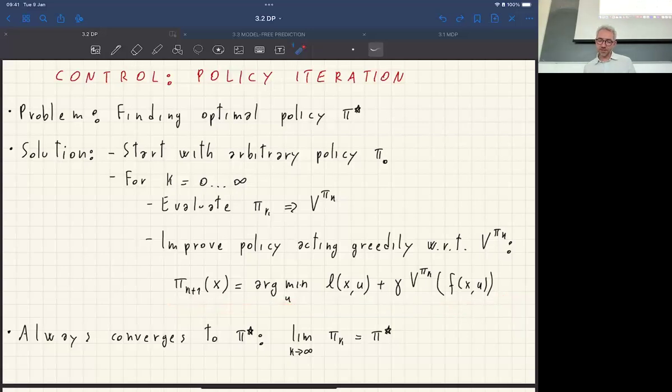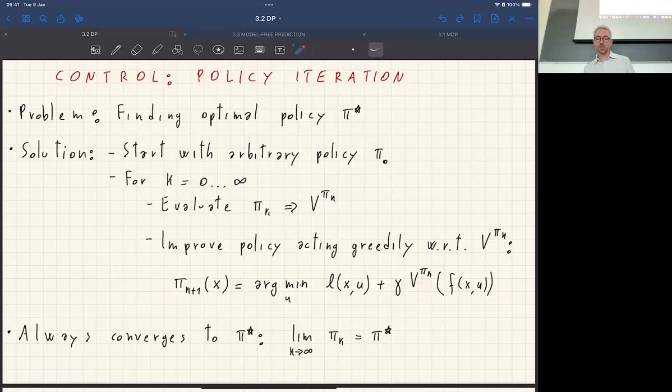I think the key insight is that once you have the value of a policy pi k, and you compute a new policy pi k plus 1 by minimizing this, the new policy cannot be worse than the previous one. And most of the times it's going to be better.